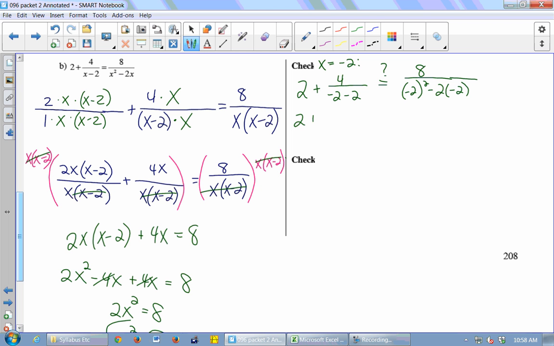All right, so I have 2 plus. What's -2 minus 2? It's -4. So this is 4 over -4. Does that equal 8 over -2 squared, which is 4, minus 2 times -2, plus 4? All right, 4 over -4 is -1, right? 2 plus -1 is 1. 8 over 4 plus 4, is that 1? Yeah. I actually have a solution. X equals -2 is, in fact, a solution.